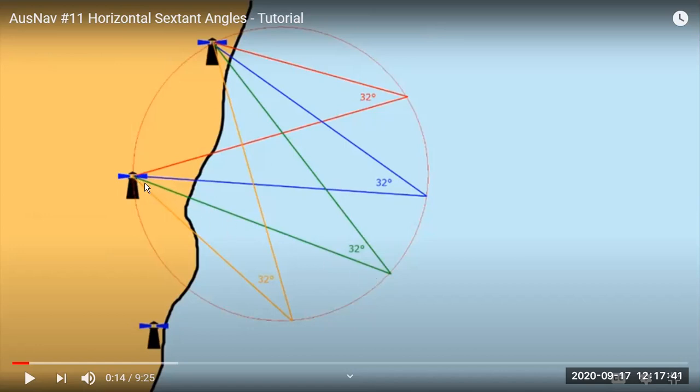You can see this green line. We take one horizontal line and we transfer the image of the lighthouse to the other lighthouse, and whatever angle is measured on the sextant, that is our horizontal sextant angle. Also, if the ship is somewhere here and it takes two compass bearings of the two lighthouses, and we know the compass error, we get the two bearings and whatever is the angle between them.